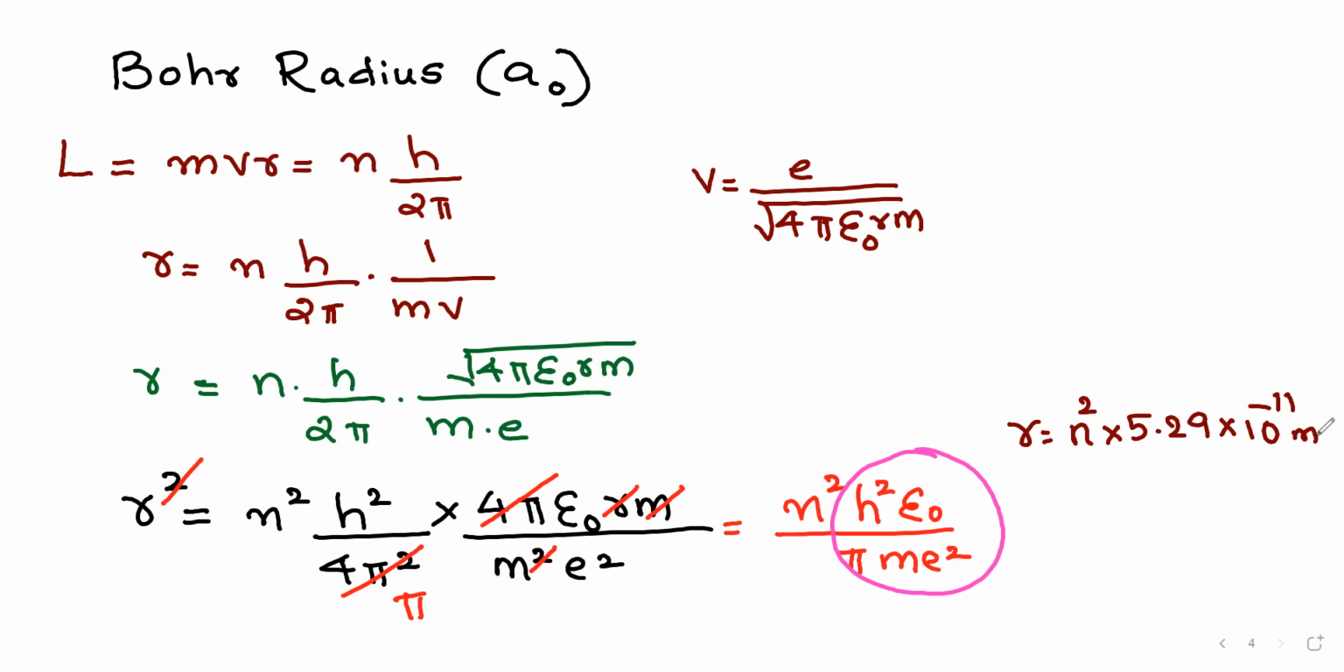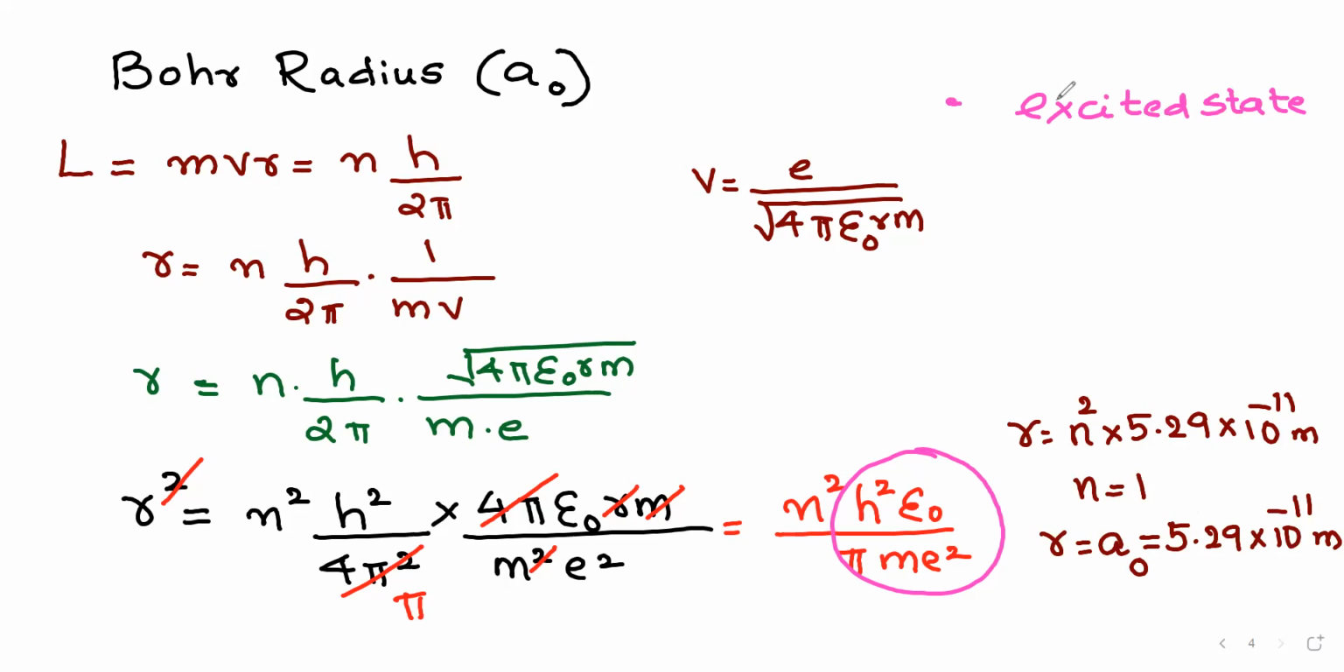So when n is equal to 1, that is the first orbit of hydrogen atom, your r will be equal to Bohr radius, and the value of Bohr radius is 5.29 into 10 power minus 11 meter. Always understand that if the question is based on an excited state, like what is the radius of the second excited state, it means n is equal to 3. But if they directly ask for the value at n is equal to 4, then you put the n value as 4 itself. I hope that's clear to everyone, and this is the Bohr radius.